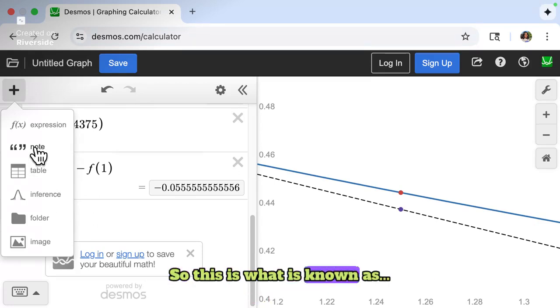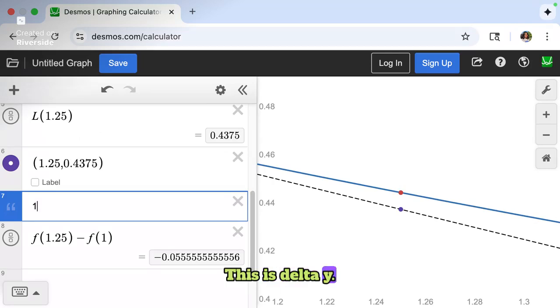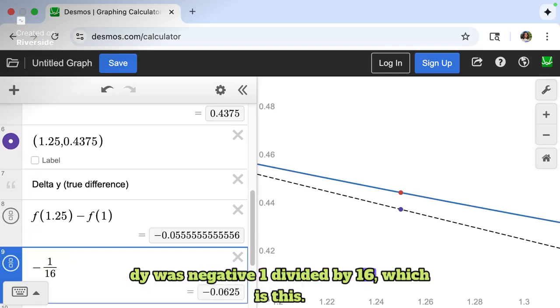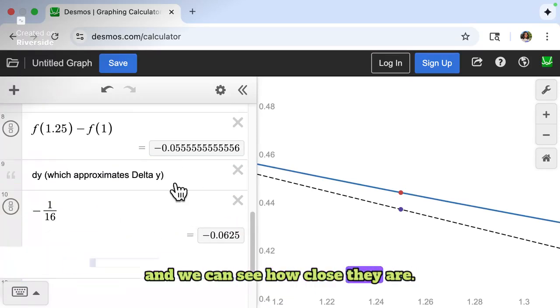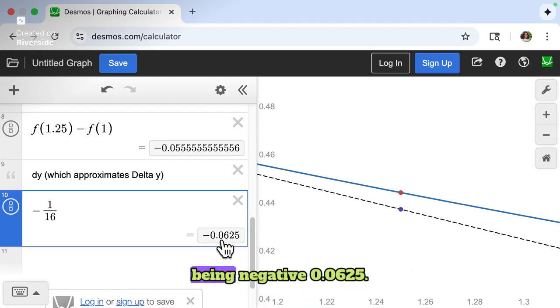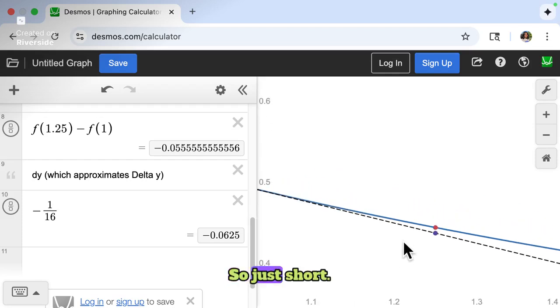So this is what is known as delta y. That's delta y. dy was -1 divided by 16, which is this. And we can see how close they are. The true difference being -0.05 repeating, the approximate difference being -0.0625. So just short.